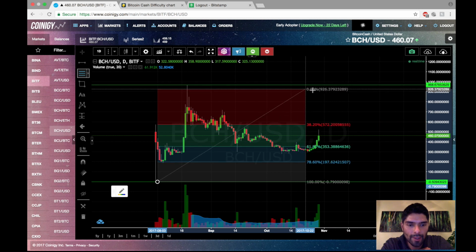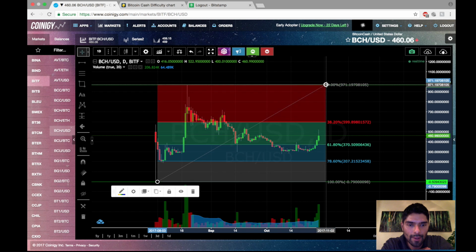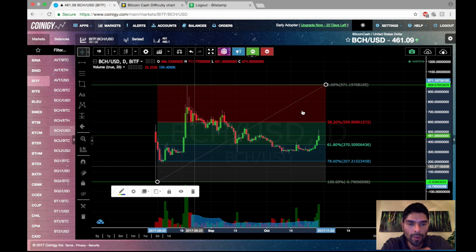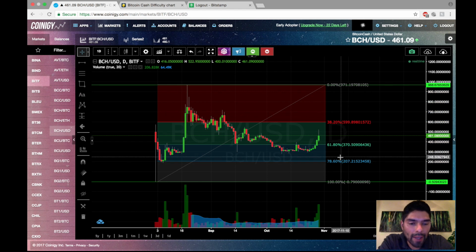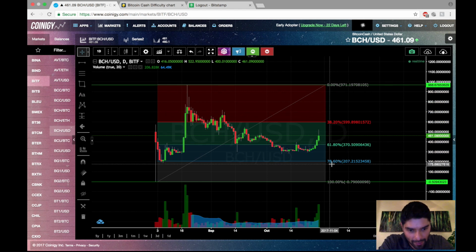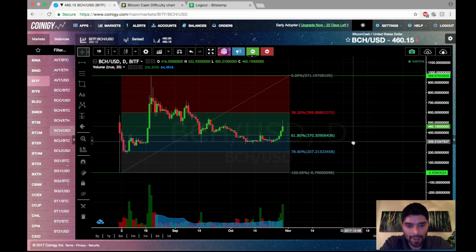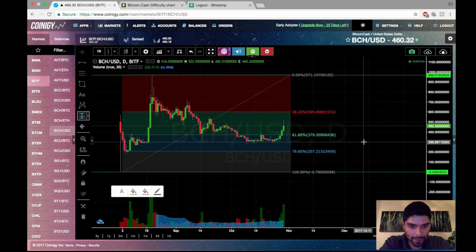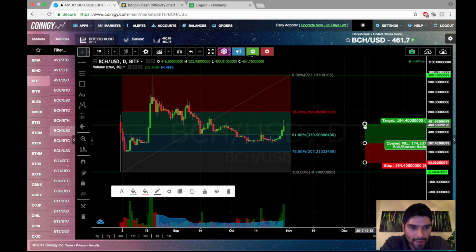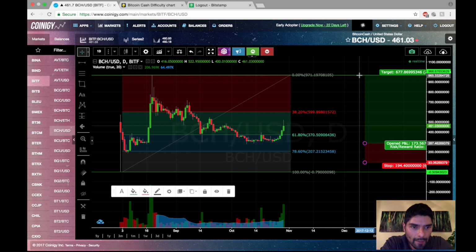Let's try to bring it there. So all I did was I clicked here where the low was, and I went to the high. An important number to look at is the 61.8 to 78.6. What I like to do to look at my risk to reward ratio is take a long position tool or indicator and put that smack dab in the middle.